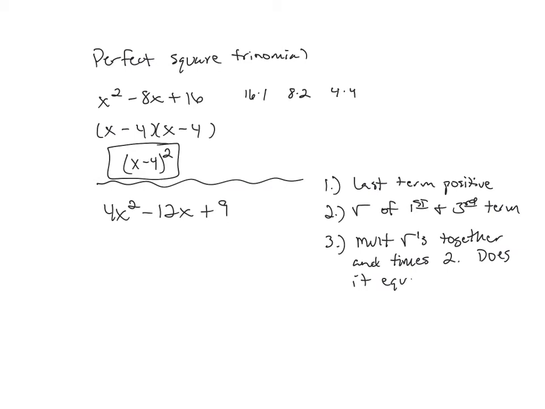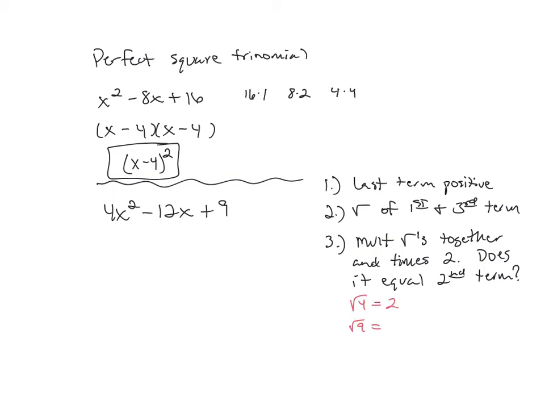Does it equal the second term? So multiply the square roots together. Well, square root of 4 is 2. Square root of 9 is 3. So 2 times 3 is 6, and times 2, 6 times 2 is 12. Does it equal the middle term? Yes, it does.